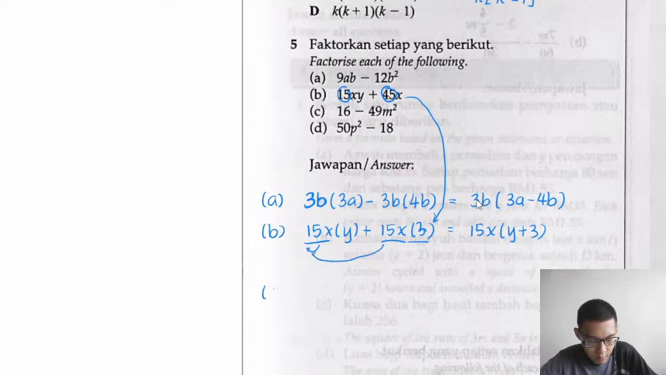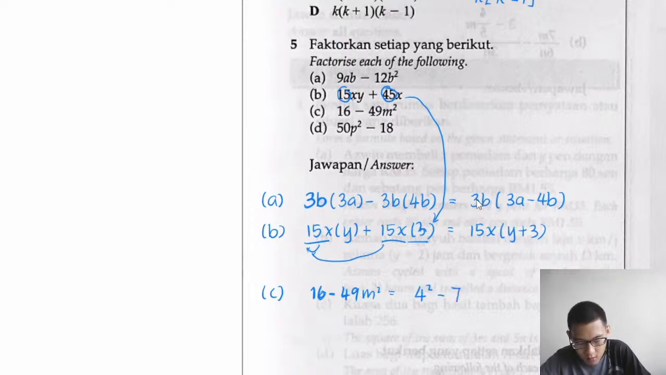So next question C, I will not write like this. So 16 and 49m squared. We can see 16 and 49 can become squares, because they are perfect squares, right? So we have 4 squared minus 7 squared m squared. Actually they are, okay, simplified, right? 4 squared, 7m squared.